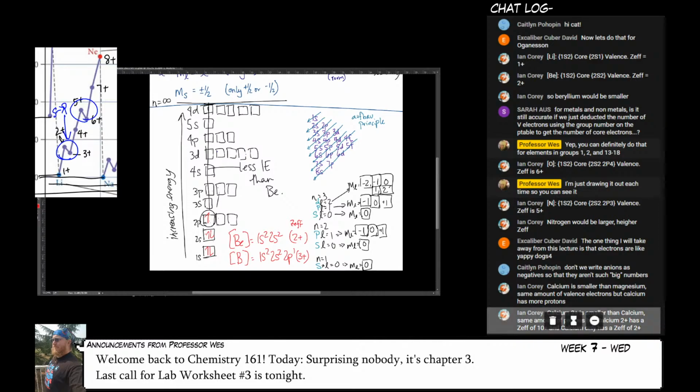What about this next transition? So first let me clear this.